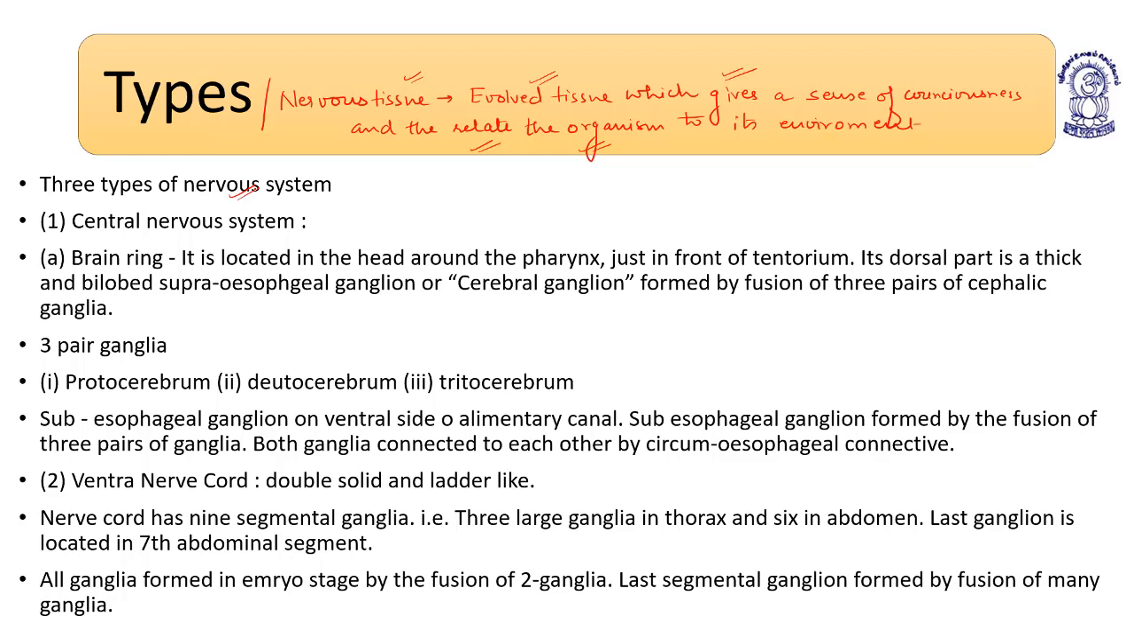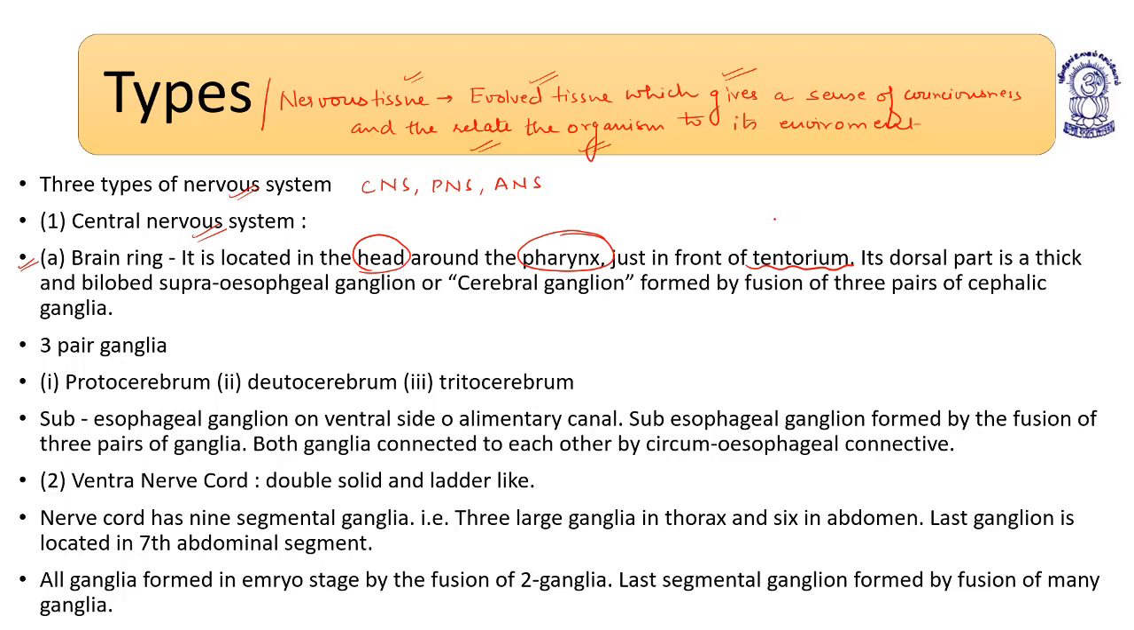There are three types of nervous system: the central nervous system, the peripheral nervous system, and the autonomic nervous system. Now coming to first, the central nervous system. The first part is the brain ring. It is located in the head around the pharynx, just in front of the tentorium. So in central nervous system, first we have to study about the brain ring.